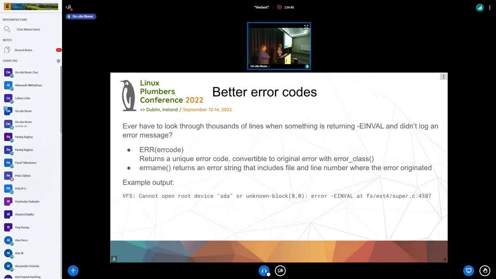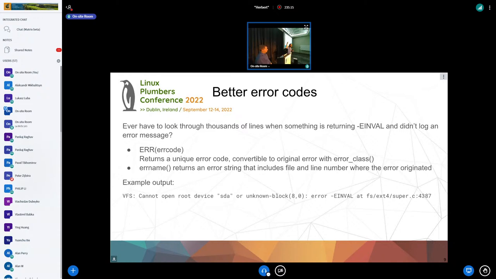So, who has had to debug a problem where some code that you don't normally work with is returning ENOMEM or EINVAL, and the person who wrote the code did not add proper log messages? Thousands and thousands of lines of code to sift through. Hands. Yeah. Make your life easier.